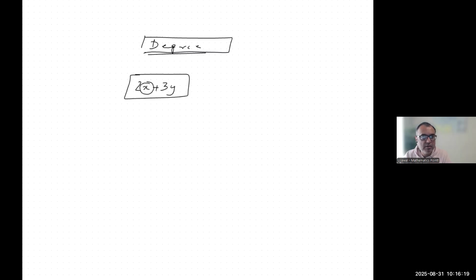X has got power of 1. You're right. What is the power of y here? 1 again. And what is now the highest power? It's still 1. So the degree of this expression is 1 because the highest power is 1.